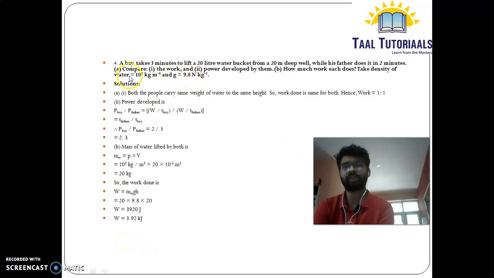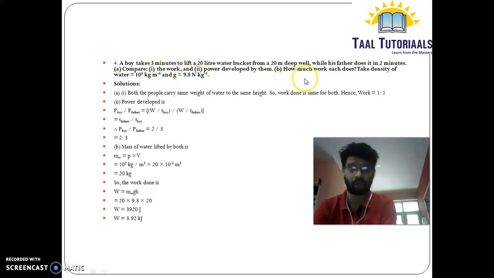This is a little complicated question, but it is a very easy question. Please go through the question very well. A boy takes 3 minutes to lift a 20 liter water bucket from a 20 meter deep well, while his father does it in 2 minutes. Listen to this question. Compare the work and power.